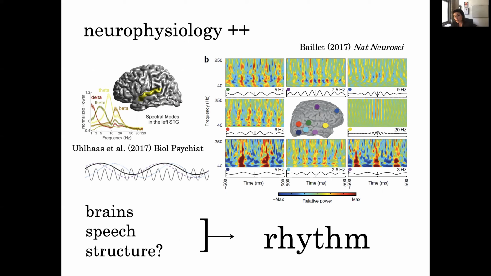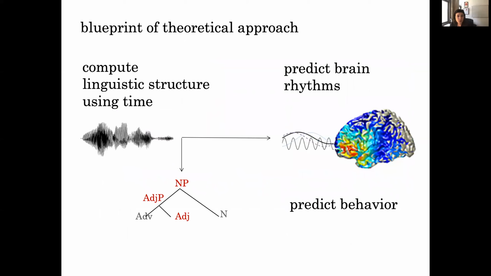If the stimulus is rhythmic and the processor is rhythmic, are these things coming together to perhaps help us explain how we can create structure by using time and rhythm? And how will that then link back to language? So here's how we approach the problem.